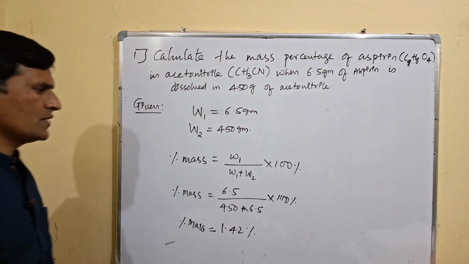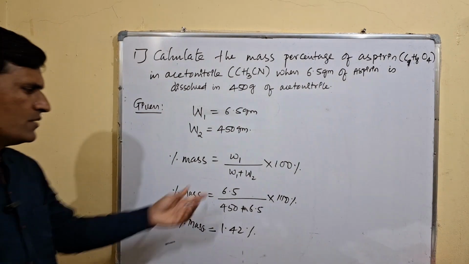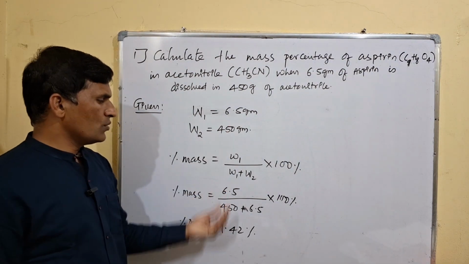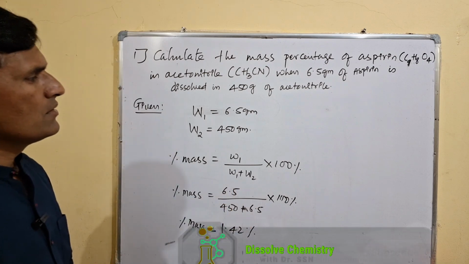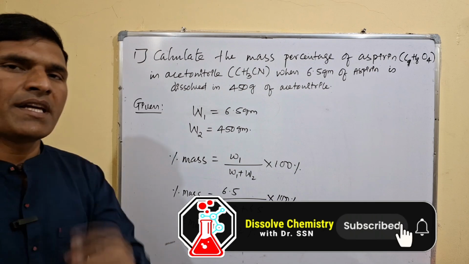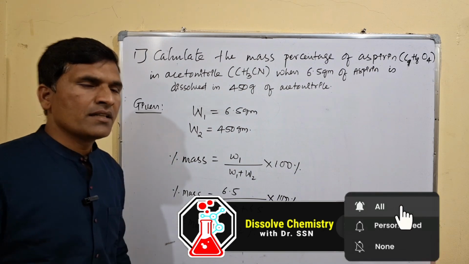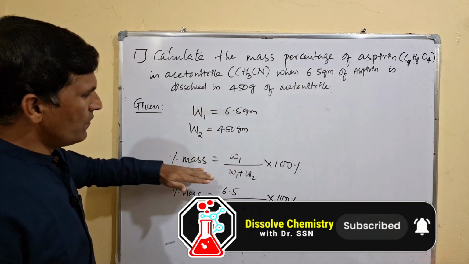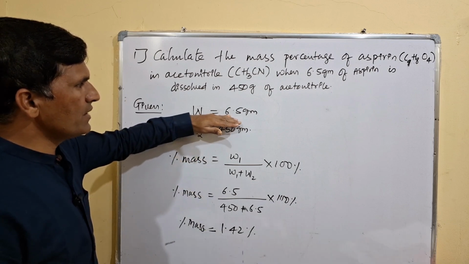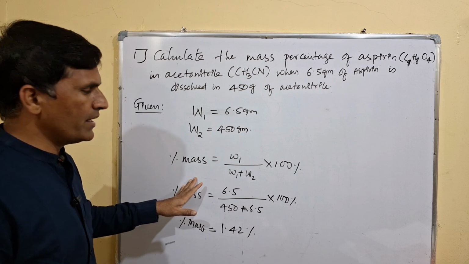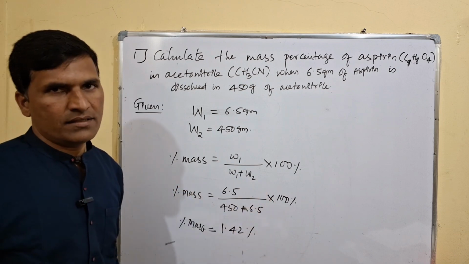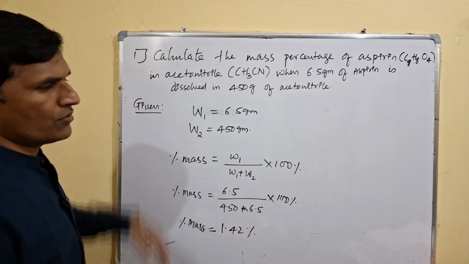1.42%. Okay, the amount of aspirin in the given solution is 1.42%. Please solve this problem, right? If you do this much, you will be getting 3 marks. Make sure that you write what formula you have to apply, and you should write the given quantities. Then you will get an idea of what formula to apply and how we will get the answer, right? We'll take the next problem.